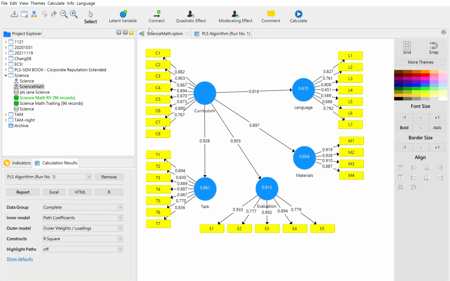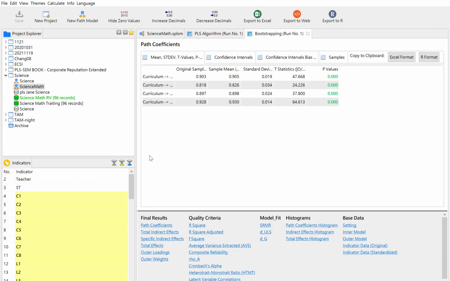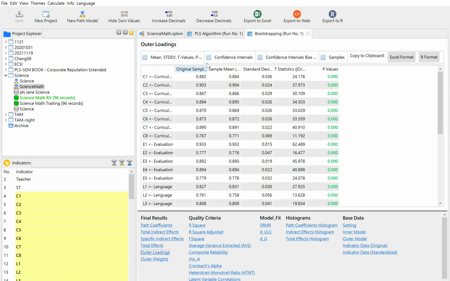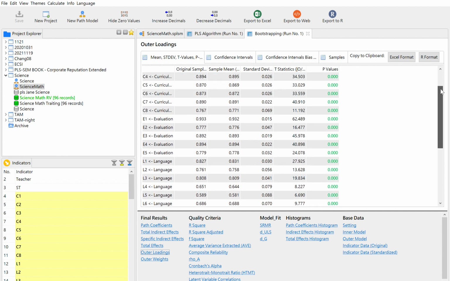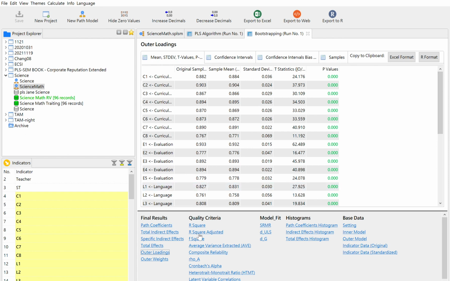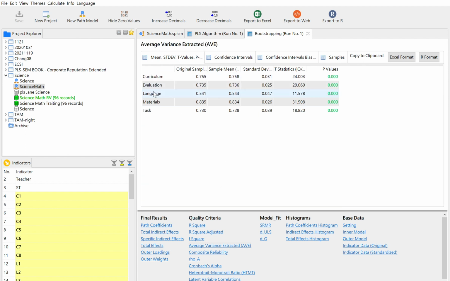What I did was I also took a look at bootstrapping and clicked on report. As I reported, for the outer loadings, the statistics are all significant. Okay, they're good indicators. And AVEs for the 5 factors are significant as well. And composite reliability for the 5 factors are significant as well.